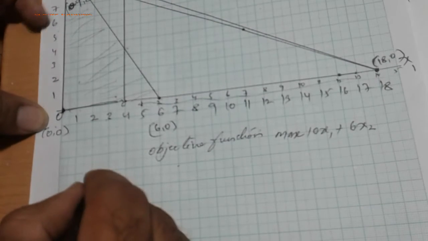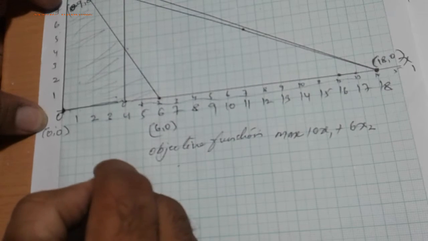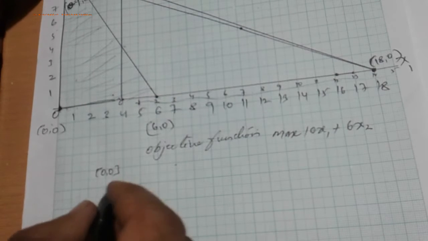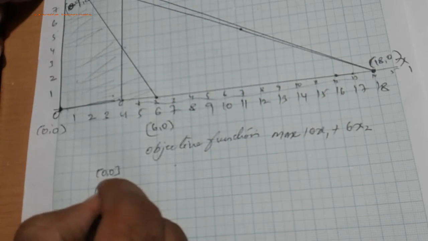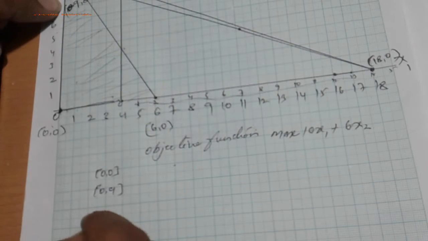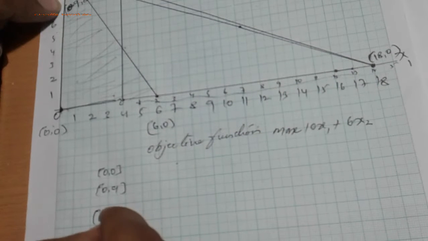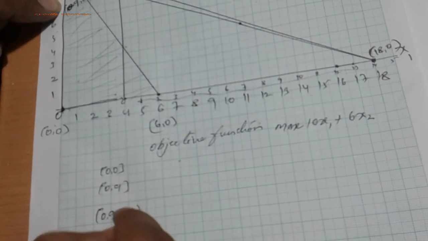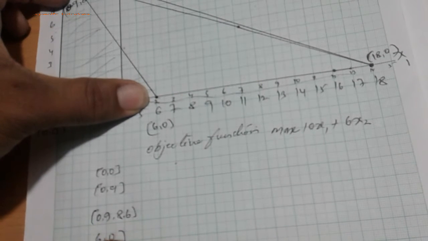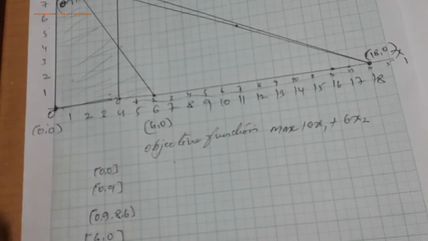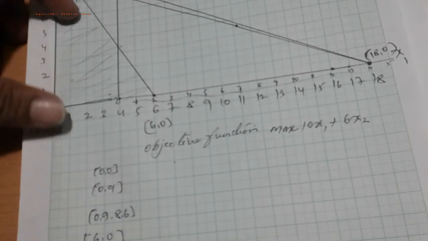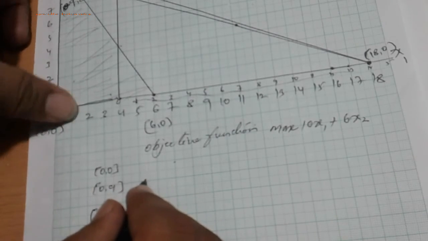So start with 0 comma 0, and the second point we are getting here is 0 comma 9, and the third point is 0.9 comma 8.6, and here 6 comma 0. We are getting these points. Enter these points into the objective function to find the profit.